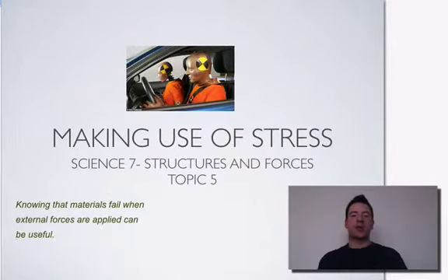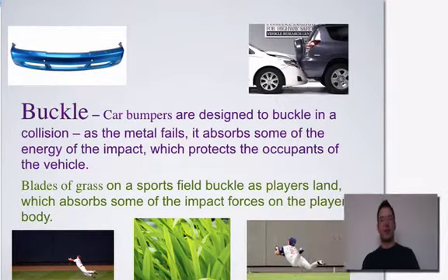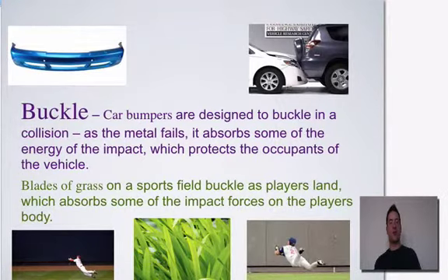Today we're going to be talking about making use of stress. This is for Science 7 students studying structures and forces, topic 5 in your textbook. One important point throughout this is we need to know the materials fail when external forces are applied to them. This can be very useful for understanding that when we apply forces, structures can fail. So we're going to talk about the different types of structural failures.